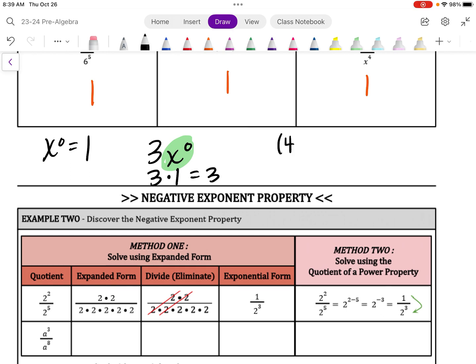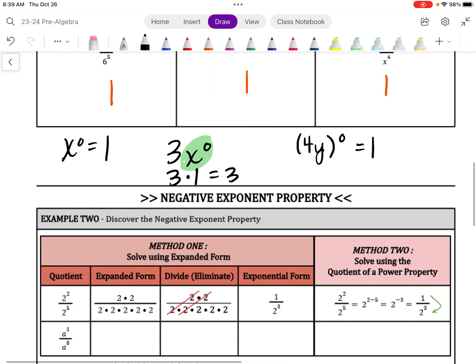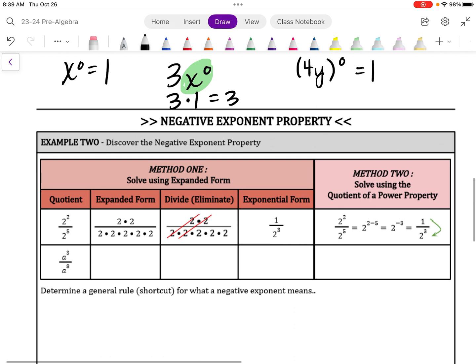Now, if I put something in parentheses, like 4y to the 0, no matter what 4y is, when we raise it to 0, it's going to equal 1. So those are just some you might see, and when you go to algebra next year, you're going to see more examples like this.